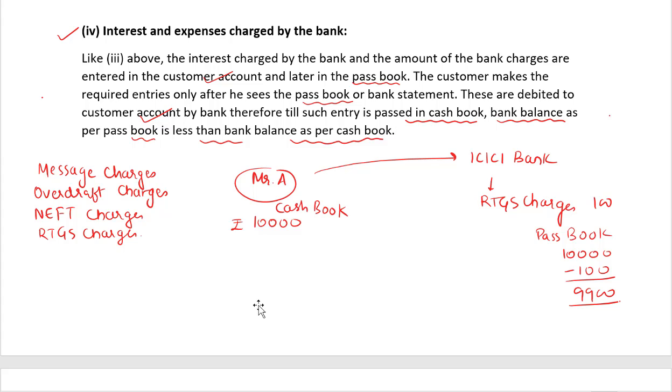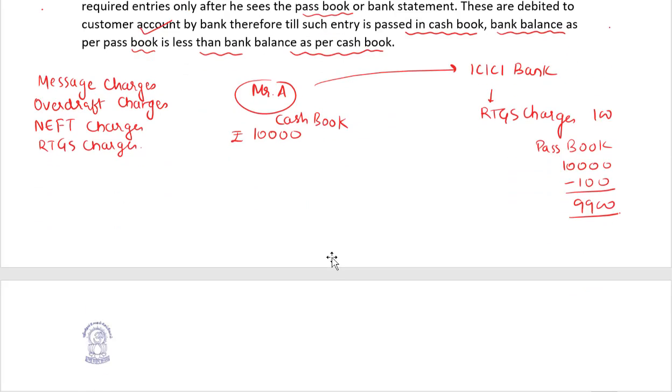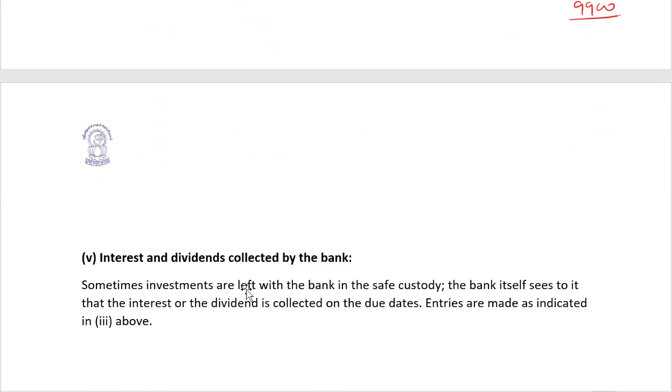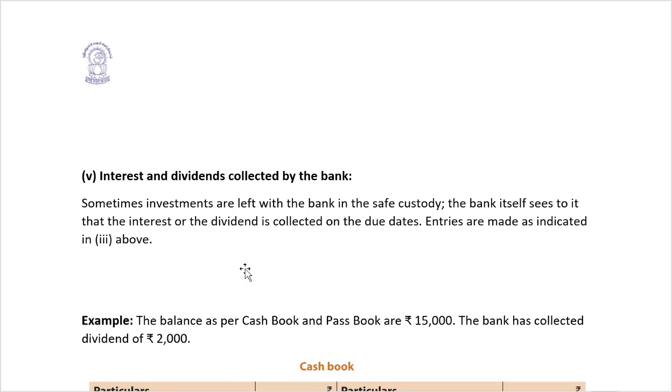So when we do the reconciliation of cash book and passbook, at that point of time, this entry will be understood by the accountant of Mr. A, and accordingly he will reconcile the cash book. I believe you understood. The accountant will make the adjustments in the cash book. Let's continue with point number 5.